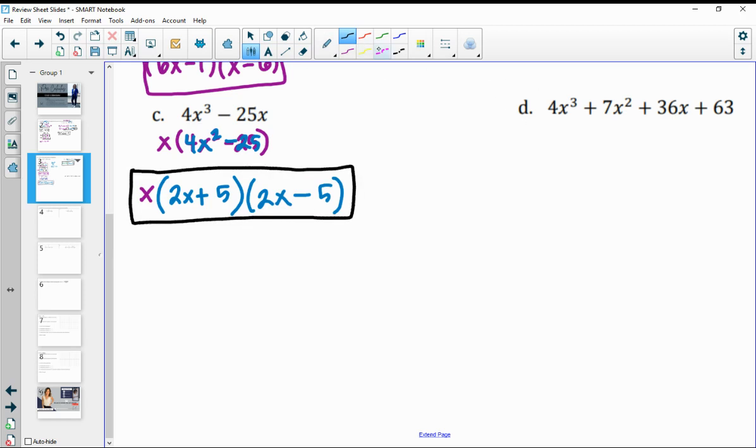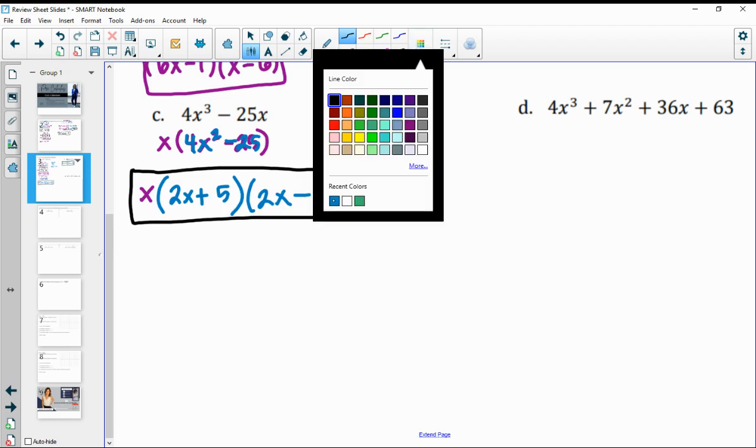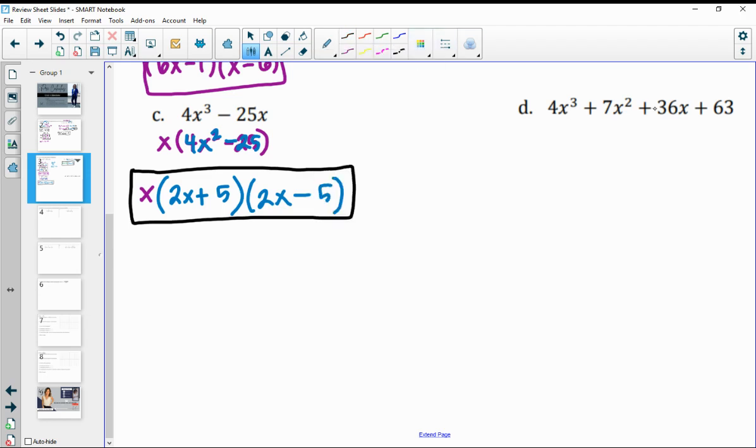For D, now we have more than a trinomial. Okay, so this has 4 terms, and there are no like terms in any of them. So this one we're going to factor by grouping. So we're going to look at just the first 2 terms here. So what do these 2 terms have in common? So the 4 and the 7, nothing. Okay, but they do each have an x squared. So we're going to write that out.